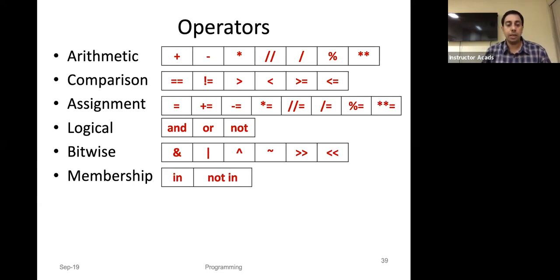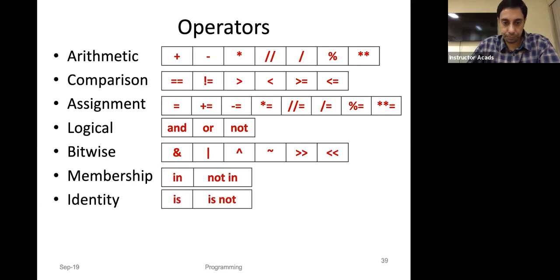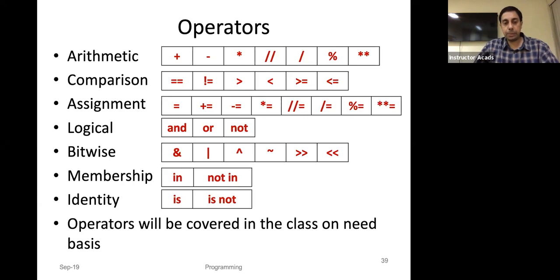Okay. In addition, you have membership operators like in and not in, and we will use them extensively in the course. So identity and so on. These membership and identity operators will be used when we cover more sophisticated data structures. And in the final lectures, these operators will be used quite extensively. We will not cover bitwise operators because that's slightly beyond the scope of this course.